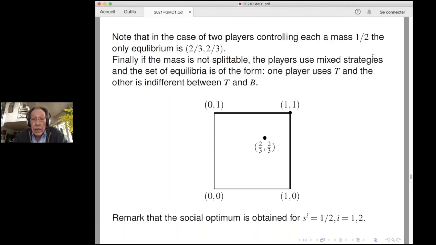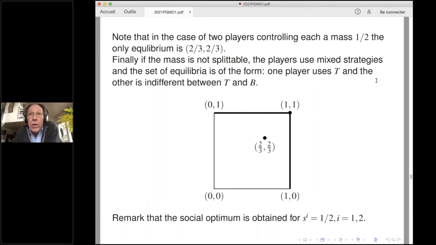The other case is when this mass is not splittable. So what they can decide is the probability according to which they will go top or bottom. If you think in terms of a network, you want to send a large packet through a network. In the first case, you can split your packet into small packets. In the second case, you have a big file and you cannot split it, so you have to choose a network and you will choose it at random. So in this case, if it's not split, the players use mixed strategies.